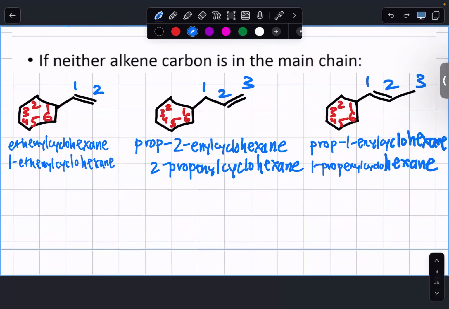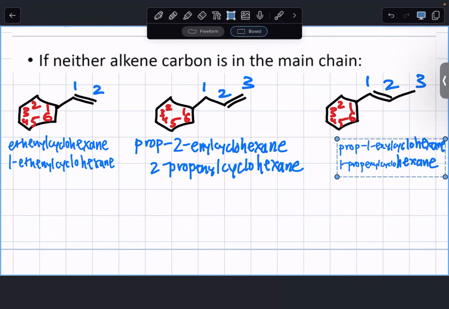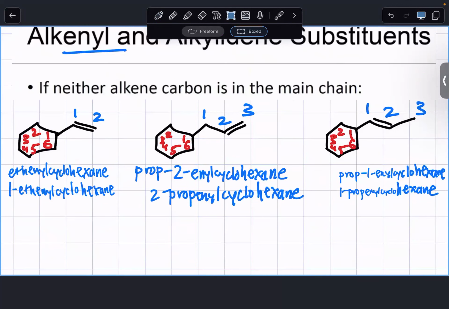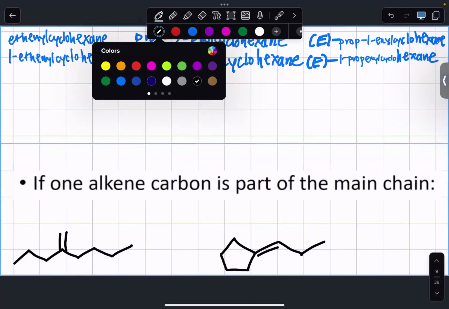And there's one thing missing for the last problem here. What is that missing thing for the last one? It could be trans or E. The first two did not have to include E or Z, because we can't do E or Z on this alkene that has two hydrogens on the same carbon and two hydrogens on the same carbon. There's no way to do E or Z there, right? But there is a way to do E or Z here, so we have to include it and assign it in the nomenclature.